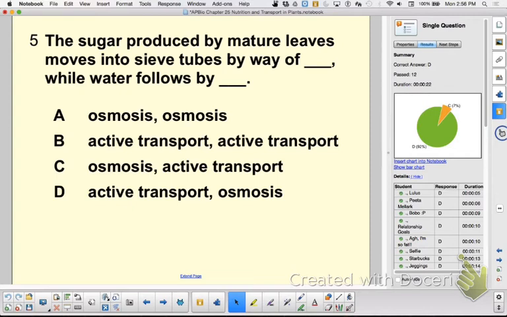Can water ever follow by active transport? No. Can you ever actively transport water? No. You can actively transport other things and water will want to follow them. But water we cannot pump.